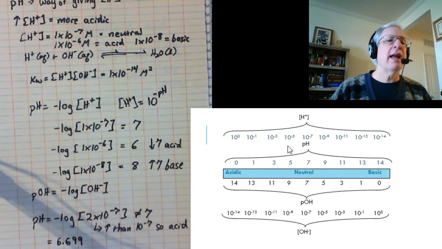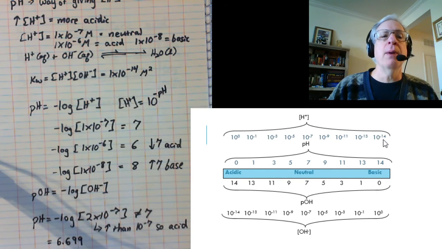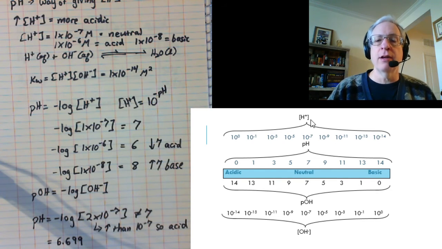So we end up with this scale that goes from 10 to the 0 power all the way to 10 to the negative 14th power, and that's the hydrogen ion concentration. As the hydrogen ion concentration goes up, 10 to the 0 is the high value, that's acidic. As the pH goes down, and notice how it's just following this exponent, as it goes down, it gets acidic.